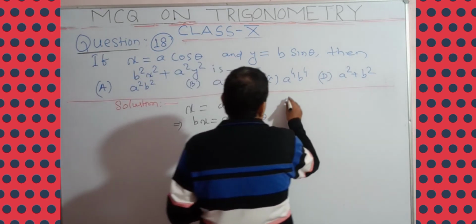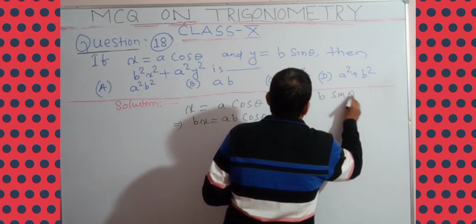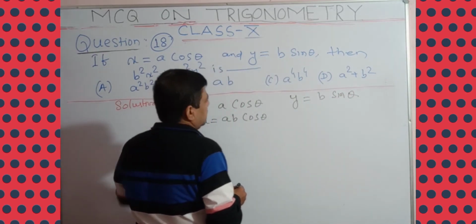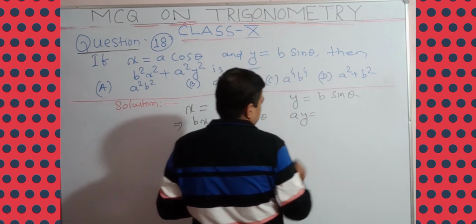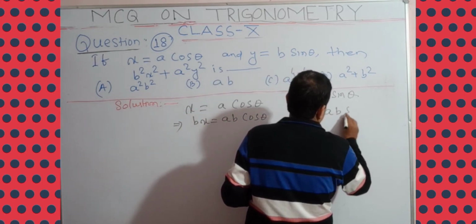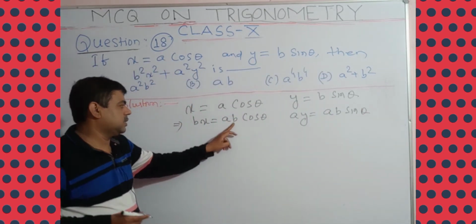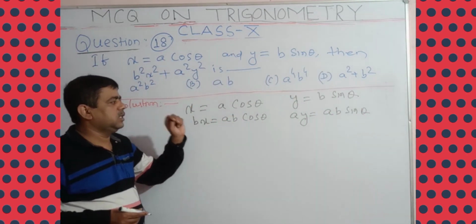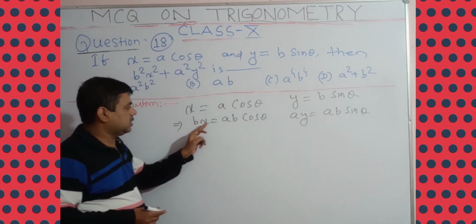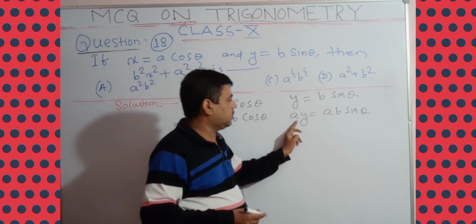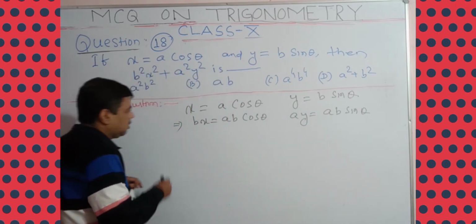Similarly here given y is equal to b sin theta. Here one of the factor is a. So multiply a on both sides here. So ay is equal to ab sin theta. Understand? Now bx is equal to ab cos theta, after multiplication of a on both sides, ay is equal to ab sin theta. Now squaring.